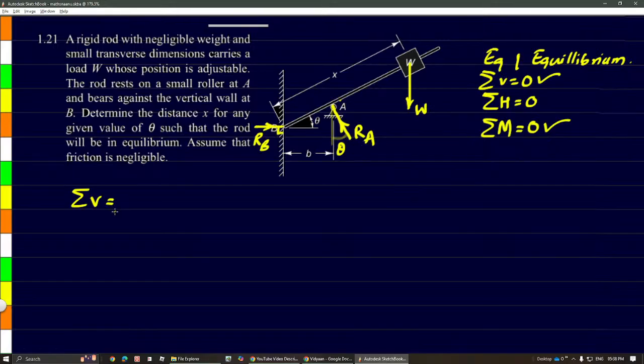So sigma V, when we are taking, we'll have to take the vertical component of RA, and this is going to be cos because this is adjacent. So this is RA cos of theta. I have made one more video in case you are confused about whether to take sine or cos.